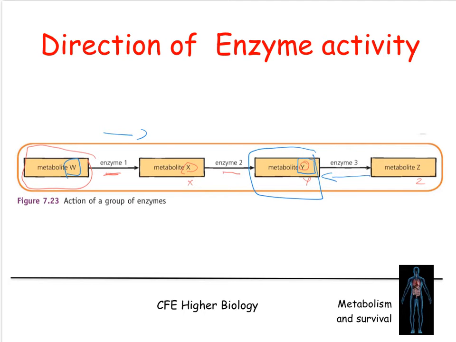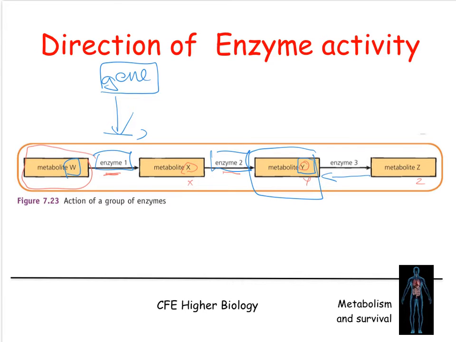Now, what I want you to think about as well is that every single one of these enzymes here is produced by a gene, and because each enzyme is coded for by a gene, if the gene is expressed, the enzyme is formed. Now, if you've got a situation like this, then the control of these genes can actually control the enzyme activity.